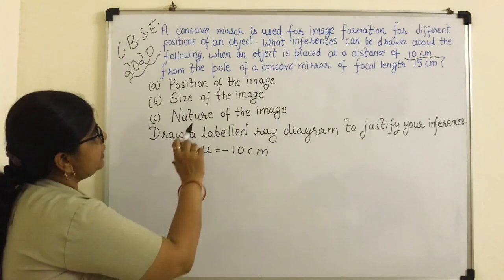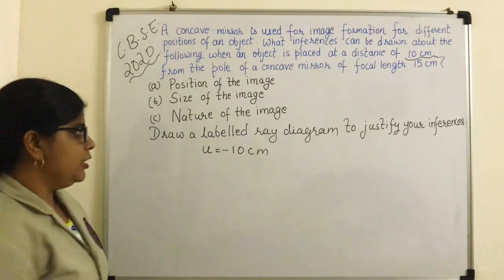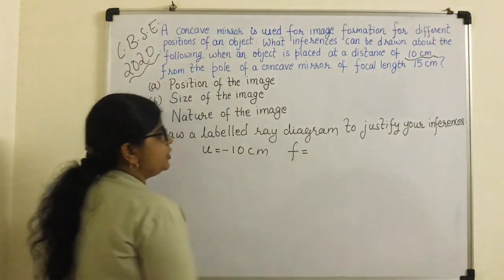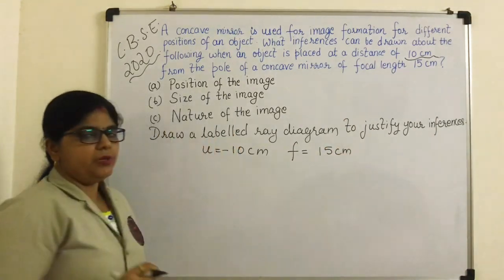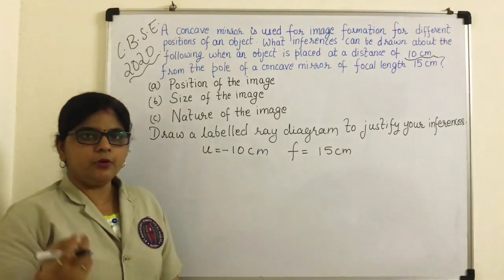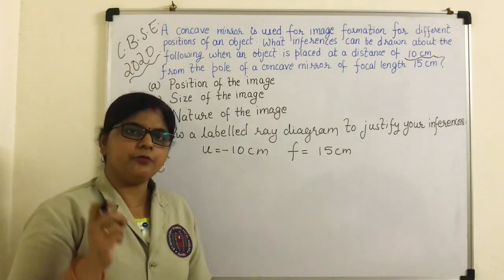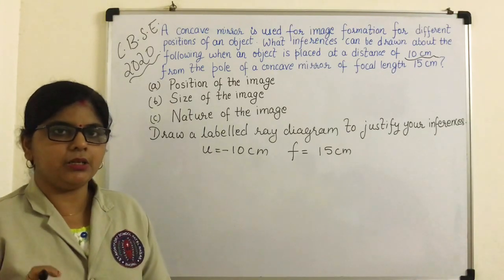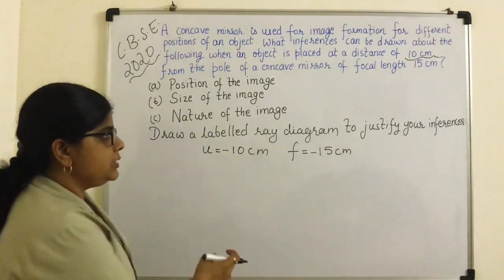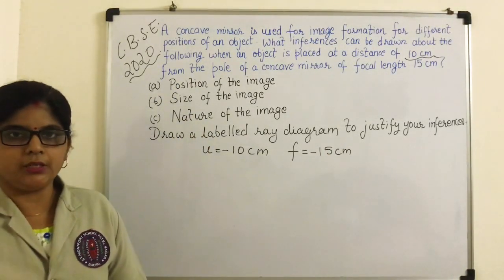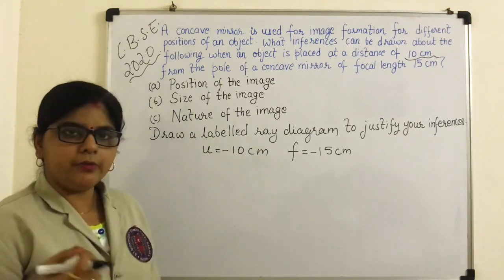Now next, from the pole of concave mirror of focal length 15 centimeter. So what is the focal length given? Focal length is given as 15 centimeter. It will not be given in the question positive or negative. You have to write according to the sign convention. So what we have discussed is focal length for a concave mirror is always negative. So you should never get confused. Object distance and focal length for a concave mirror is always negative. So what is being asked, we'll start and solve it step by step.